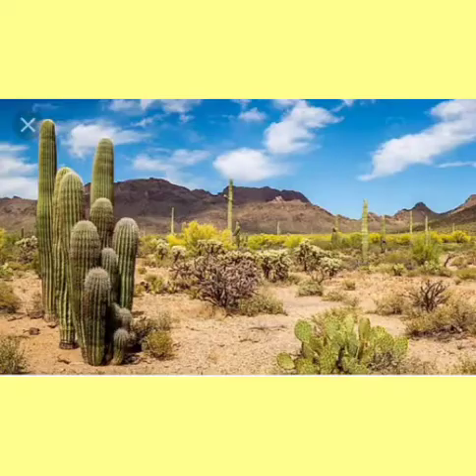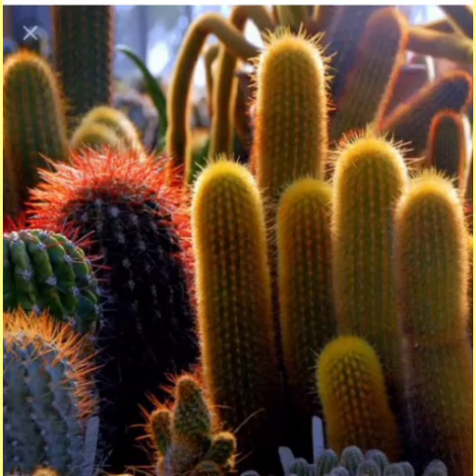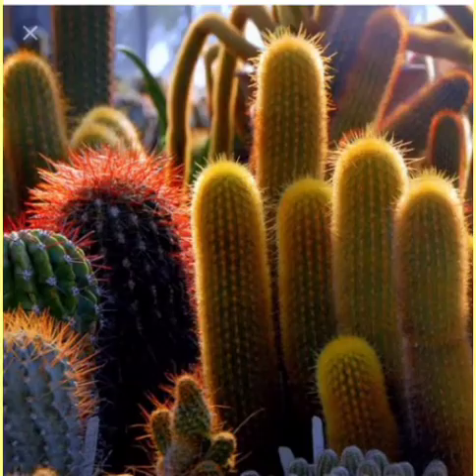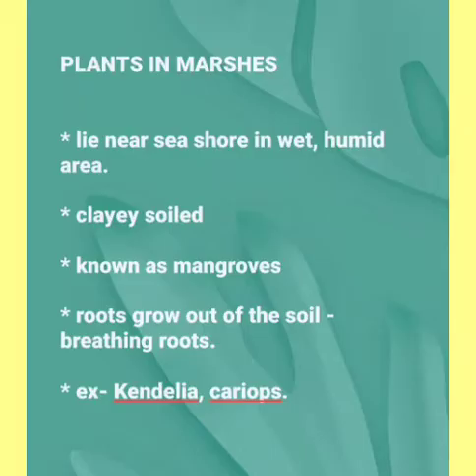The stem of these plants is green, which helps in the process of photosynthesis. The stem is also fleshy and it stores food and water in it. The roots of these plants are widely spread so that they can catch water wherever they find it in the desert. The next type of terrestrial plants are the plants that grow in marshes.